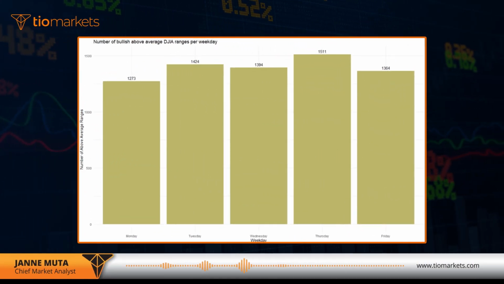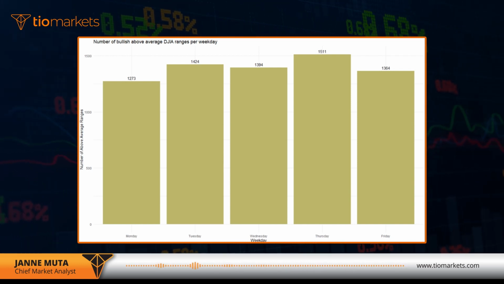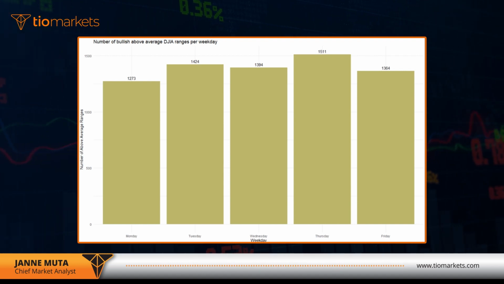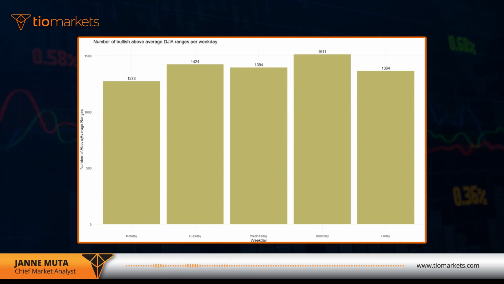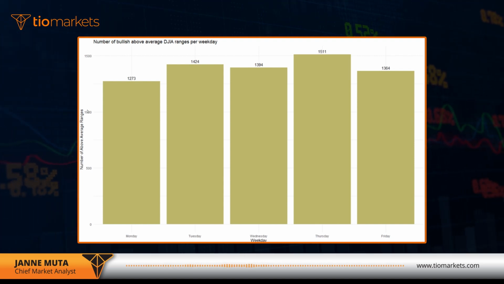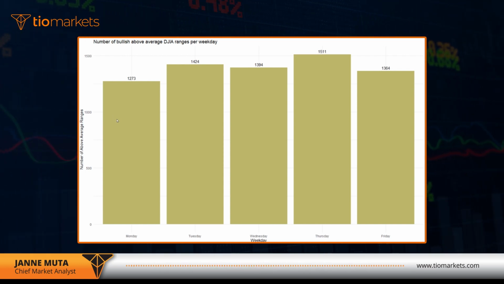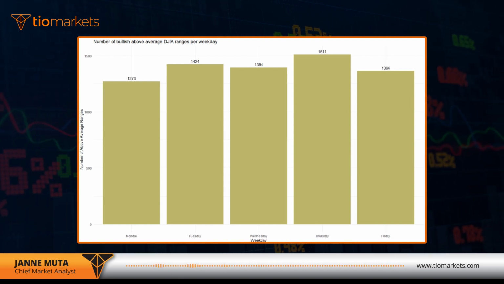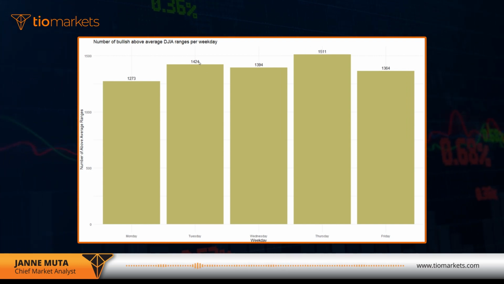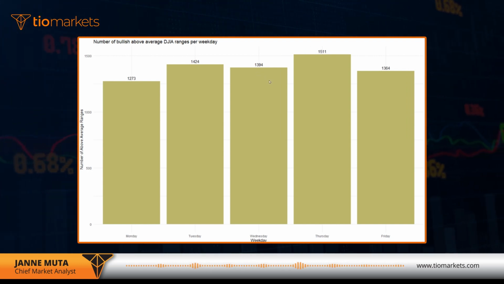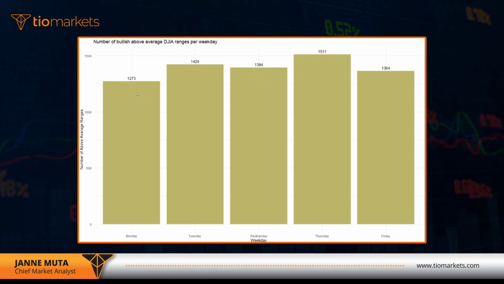And here we have aggregated the data per weekday. So we have the days from Monday to Friday, and then on the y-axis here we have the number of above average ranges per day. So if you're looking for the day when you have the biggest probability for outsized moves in Dow, then that's going to be Thursday. Tuesday comes next, and then Wednesday and Friday are roughly equal, and Monday is the least volatile day.